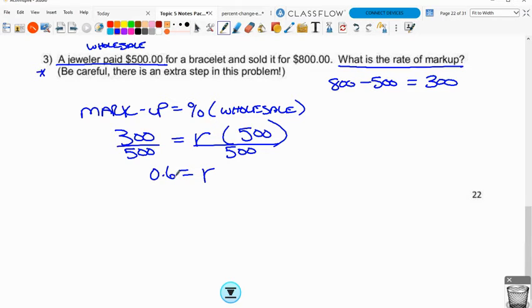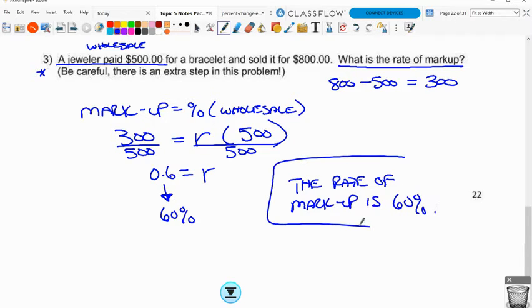But again, we need to make sure that this decimal is written in percent form. Move the decimal point 2 times to the right, and that's going to give you 60%. And so we can say that the rate of markup is 60%. Okay, so the jeweler bought the bracelet for $500. They marked up the price 60%, which came out to be a $300 markup. And then that means that they sell it for $800 to the customer.